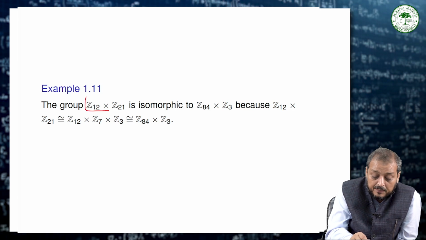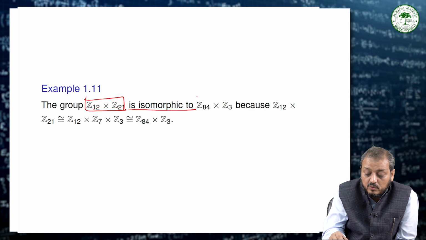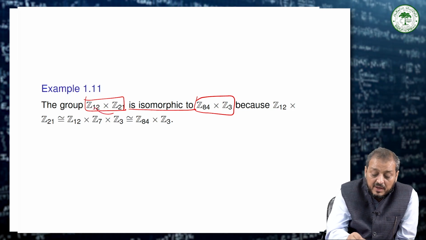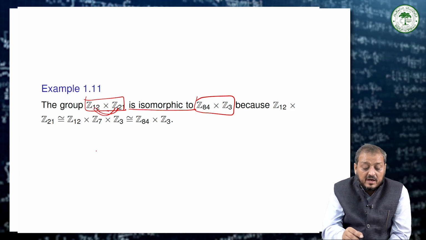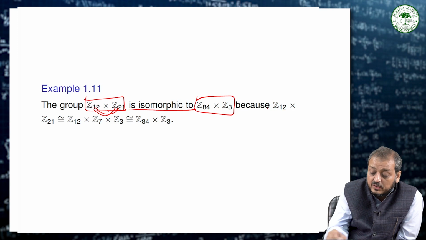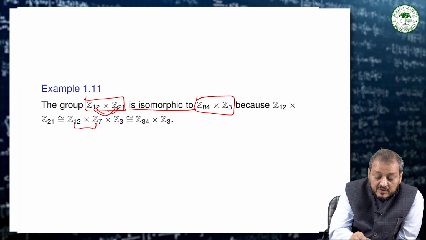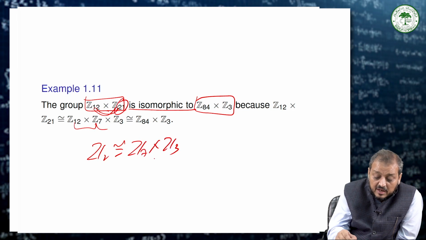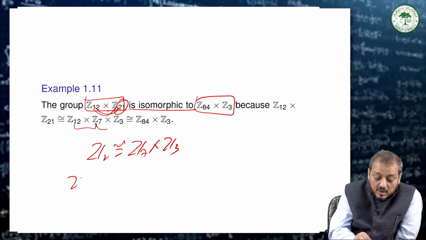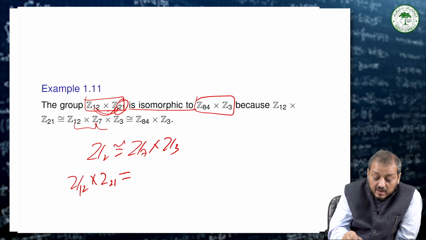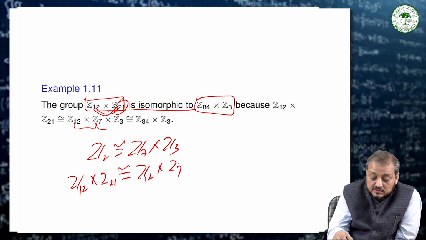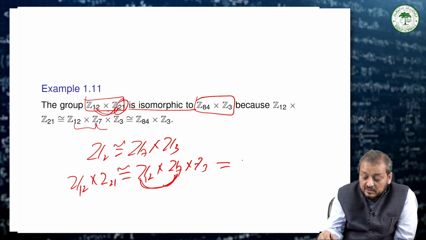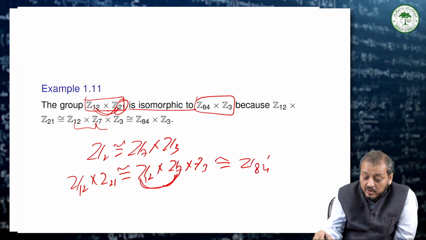Okay, suppose we have this example: Z12 cross Z21. Z12 and Z21 are clearly relatively prime pieces, and Z21 is isomorphic to Z7 cross Z3. So this means Z12 cross Z21 is isomorphic to Z12 cross Z7 cross Z3, and now 12 times 7 is equal to 84. This can be written as isomorphic to Z84 cross Z3.